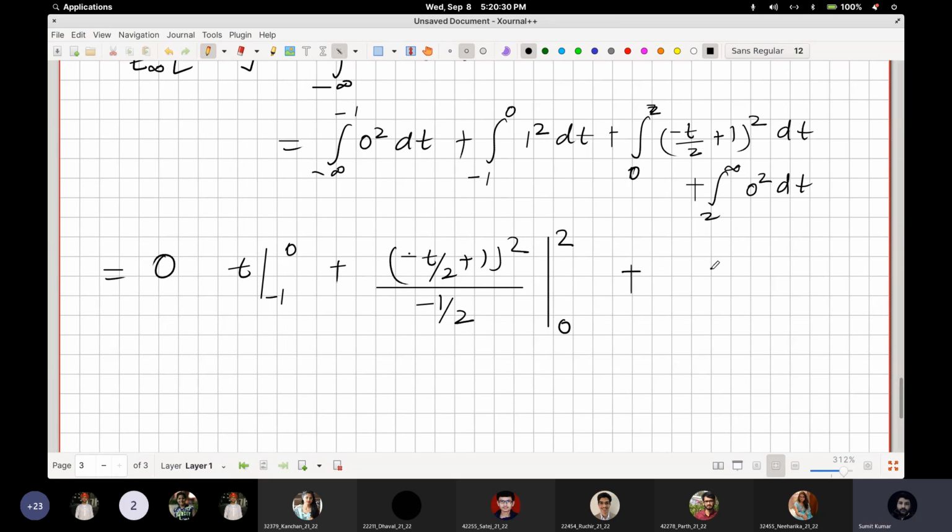And this fourth part is again going to be zero, isn't it? Do we agree that 0 integrated between 2 to infinity will be equal to 0, and 0 integrated between minus infinity to minus 1 will be equal to 0? Do you all agree? Yes. Okay, so let me just try to find this out. This is 0, so let me just drop that. What is this going to be? T when you put 0 and minus 1, this is going to be 1 only, isn't it? Right? How much is this going to be?